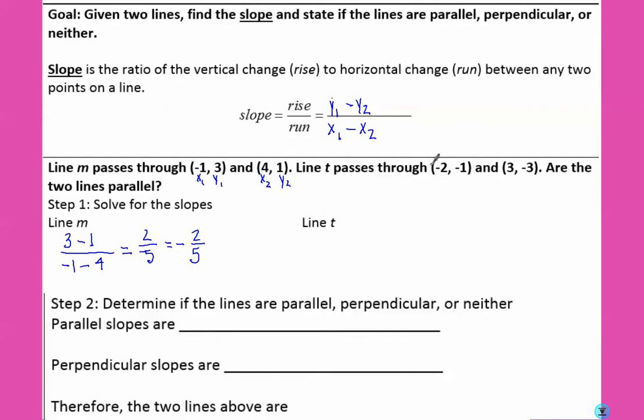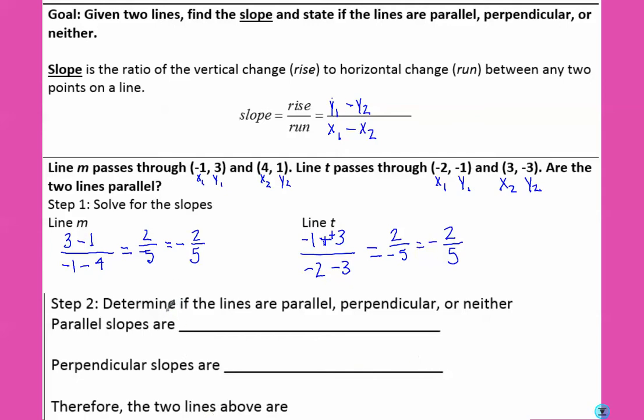For line T, x1, y1, x2, y2. It's hard to read, that's an x. There we go. So y1 minus y2 over x1 minus x2, minus a negative, remember, changes to positive. -1 plus 3 is 2 over -5, which would still be -2/5.